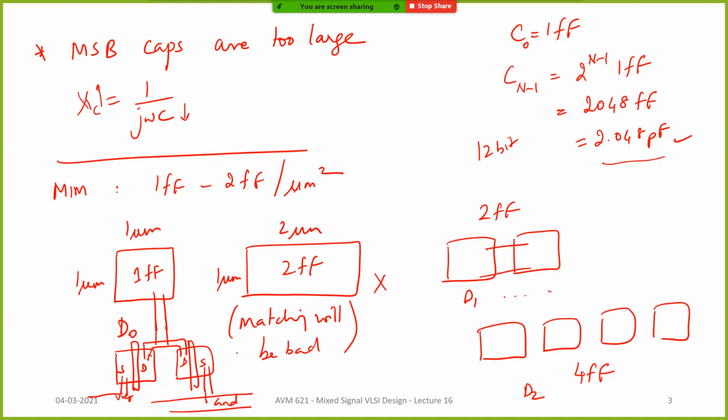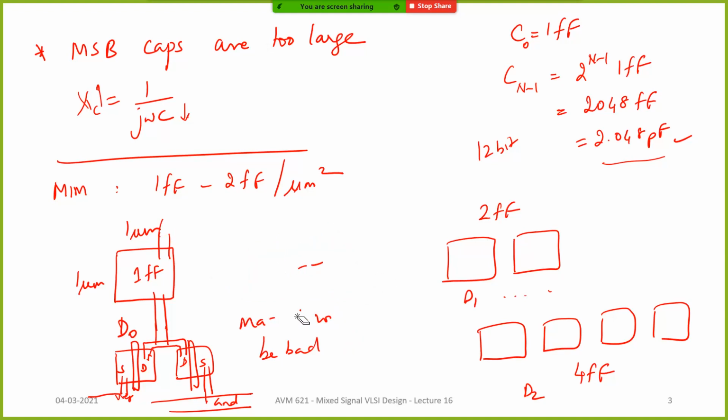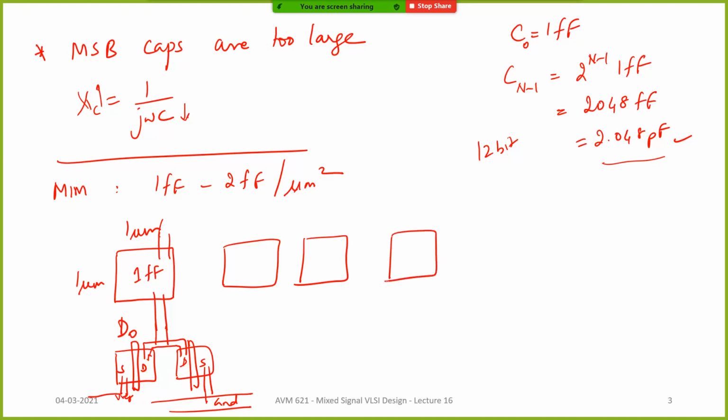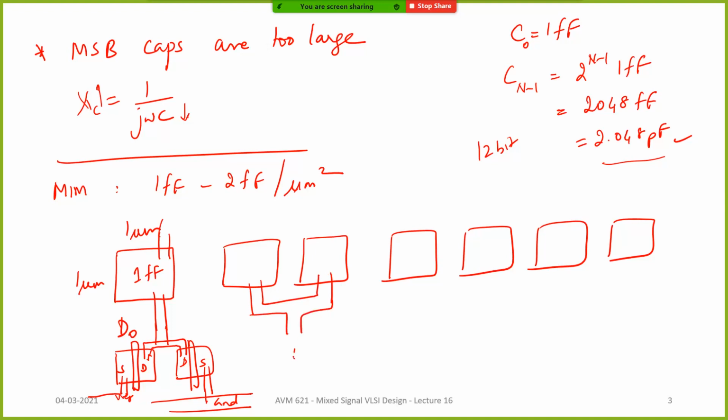So here what you will do, let's say, the top plate, and here again you will have the top plate which is connecting, right? So let me just remove this. Let me just move things around so that I can demonstrate better. Okay, so this is the 2 femtofarad capacitance, right? So let's say you have to put it like this, and then you have the switch arrangement.